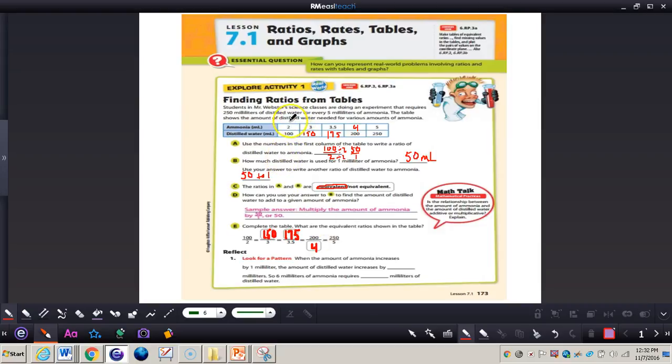So we can see ammonia 1 milliliter, distilled water 50, half a milliliter 25. So we can see even from 3 to 4, so 1 milliliter of ammonia, 150 to 200 would be 50 milliliters. So we can see it increases by 50. We can see the pattern there. So we know that 6 milliliters of ammonia requires, and what we could do is multiply 6 times 50, is going to require 300 milliliters of distilled water.